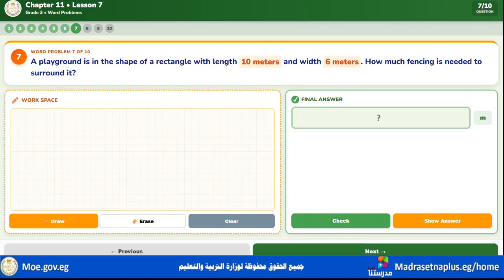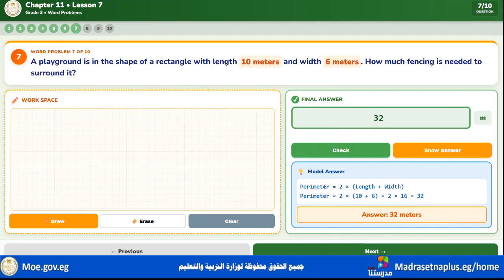Okay, like a frame of your photo. So how to get the perimeter? 10 and 10, 6 and 6, or 10 plus 6 all times 2. It will be what? It will be 32. Yes, perimeter of a rectangle is 2 times length plus width. That means 2 times 10 plus 6. That means 2 times 16.